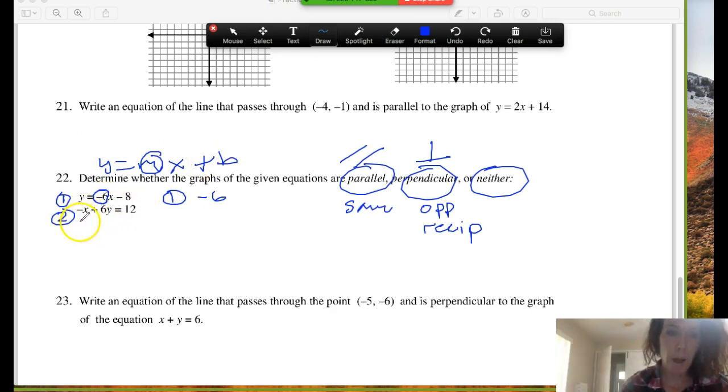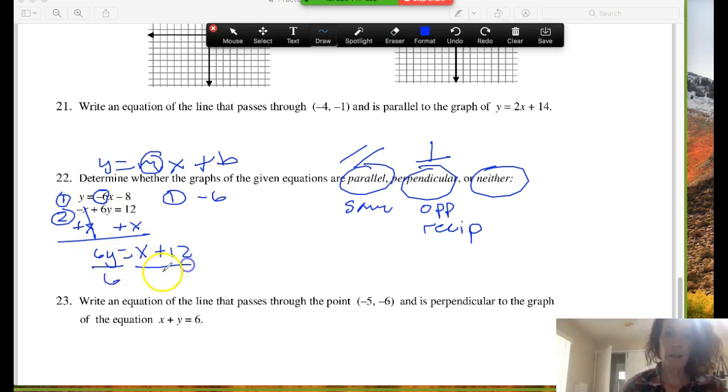So I have to solve for y. I'm going to come over here and add x to both sides. All right, bring down 6y, bring down the equals. I'm going to write the x first because when we write slope-intercept form, the x usually we write first. So x plus 12. That's what's on this side. Now solve for y, divide both sides by 6.